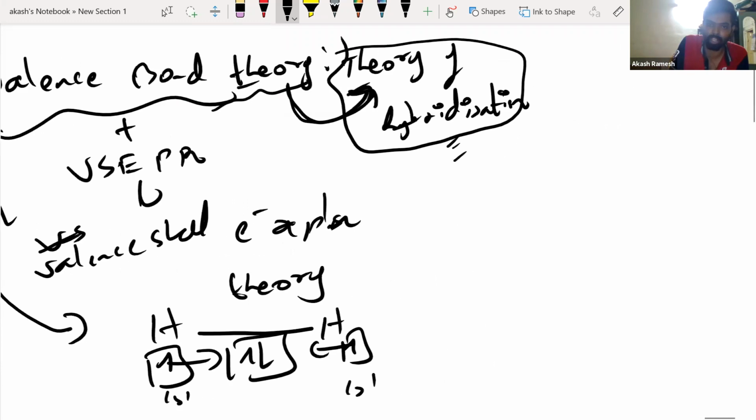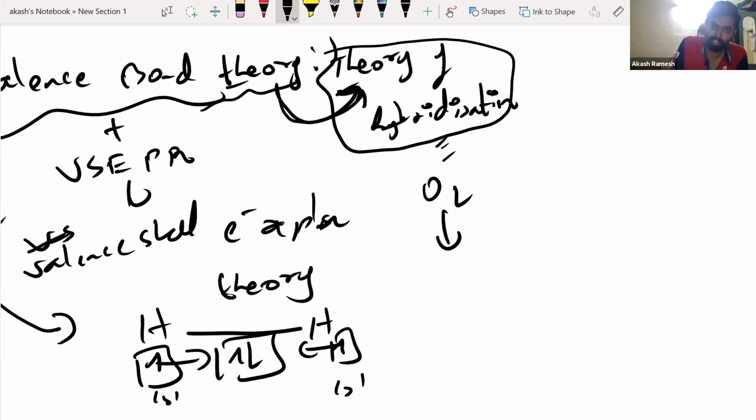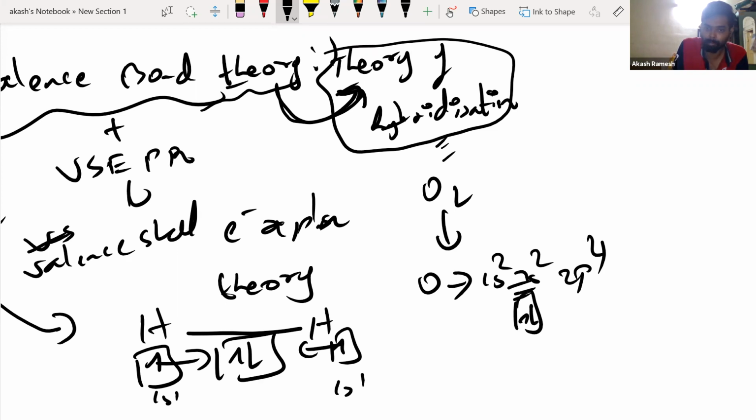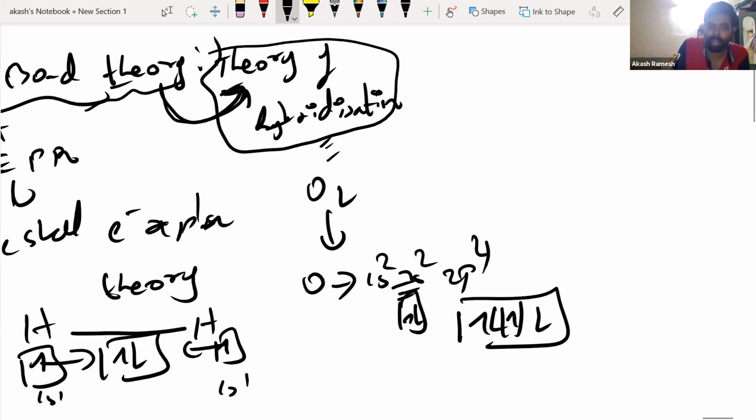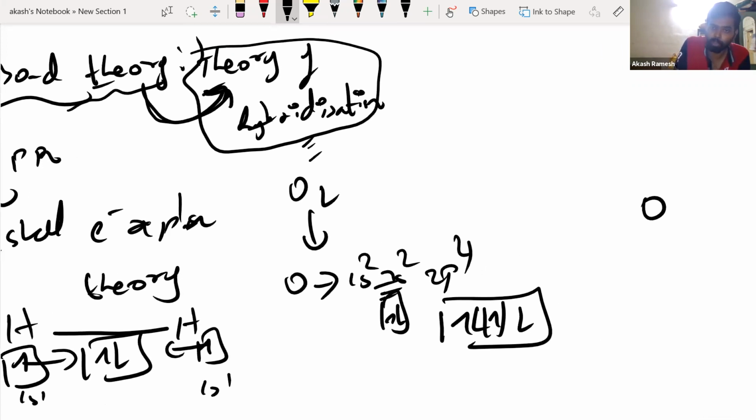Now this will work for all things. Take the O2 molecule. Oxygen has 1s2, 2s2, 2p4. In 2s it is paired, but in 2p, you check: 4 electrons will be written like this. Remember Hund's rule of maximum multiplicity: 1, 1, 1, then pairing. Now in the same way, the other oxygen atom will have the same 2p4.